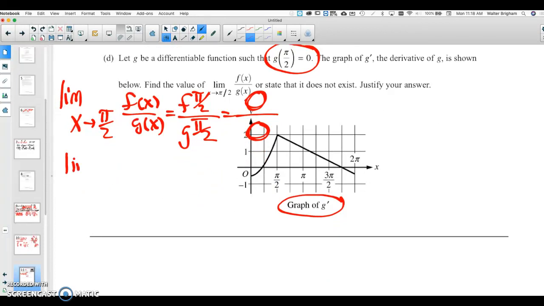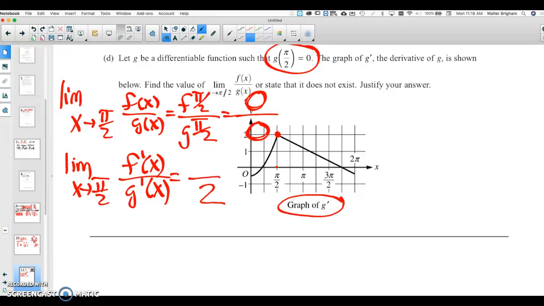So it's the same as the derivative of the top over the derivative of the bottom. f prime of x over g prime of x. Okay, so g prime of pi over 2. I'll go to the graph. Here's pi over 2. g prime is 2.